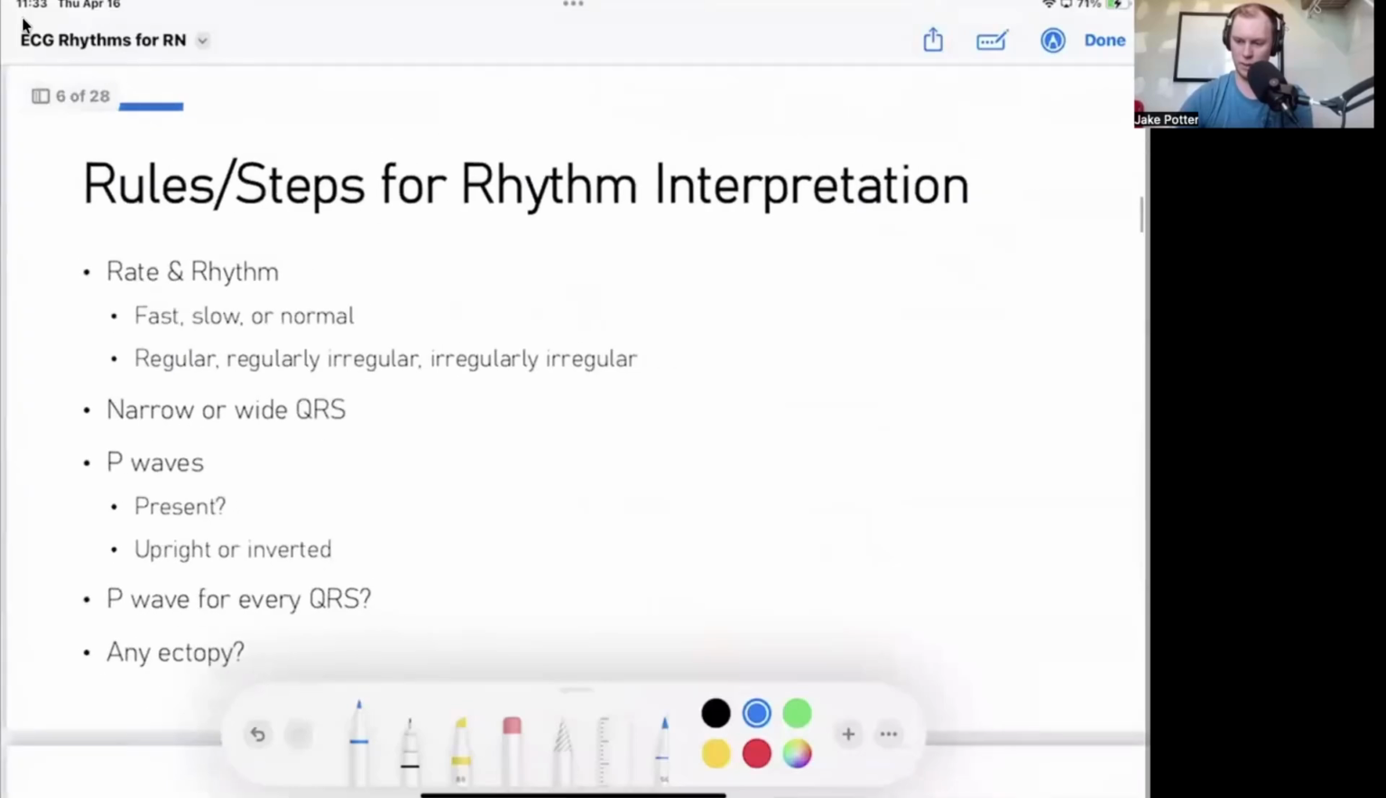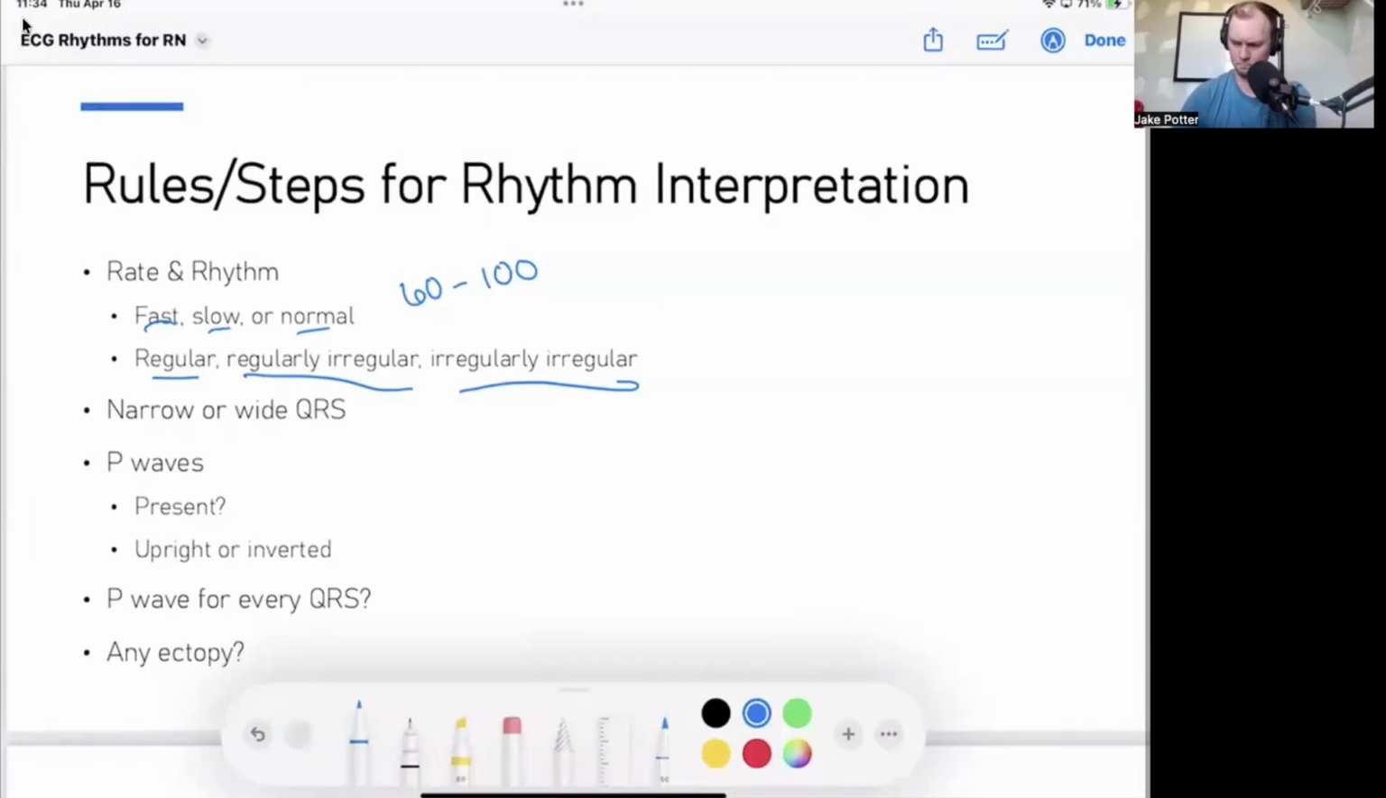So first I'm going to look at my rate and rhythm. Is it fast, is it slow, or is it normal? We know normal heart rate is 60 to 100 beats per minute. So fast obviously is going to be greater than 100, slow is going to be less than 60. Pretty self-explanatory. Then your rhythm, so that's your rate. Your rhythm is going to be either regular, regularly irregular, or irregularly irregular. I'm going to get into this a little bit when we talk about things like AFib, but this is just going to be your first step. So whenever I ask students to interpret rhythms, it's going to be, okay, what's your rate and rhythm?